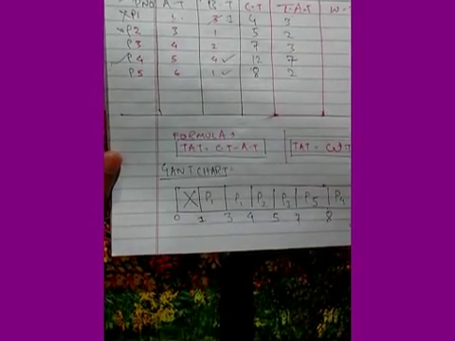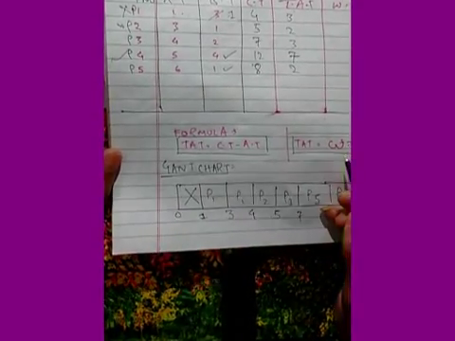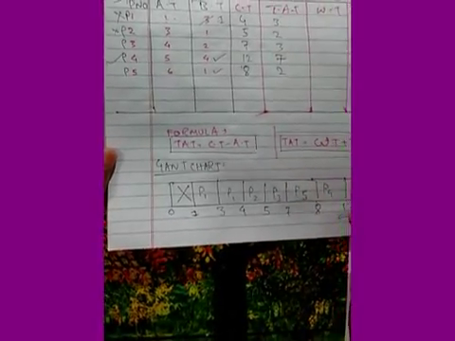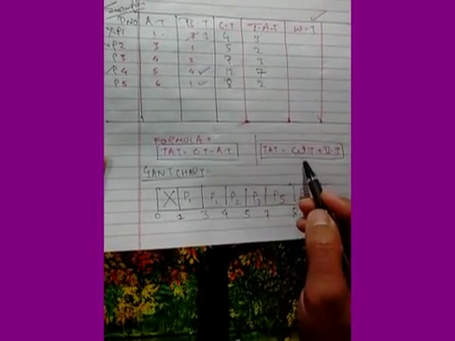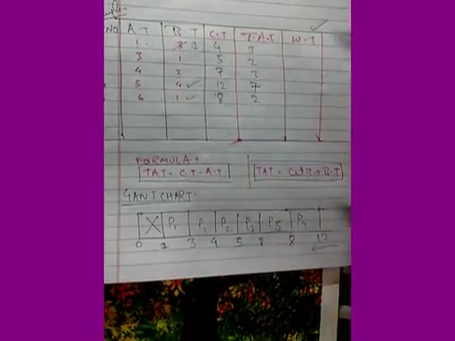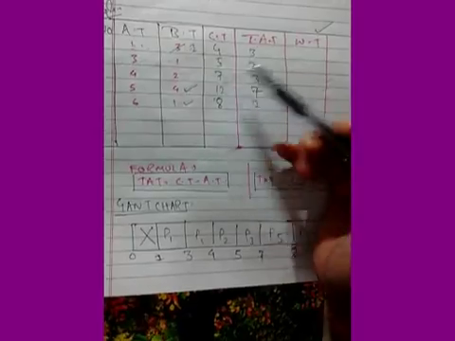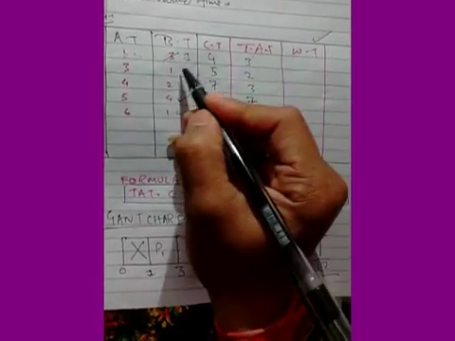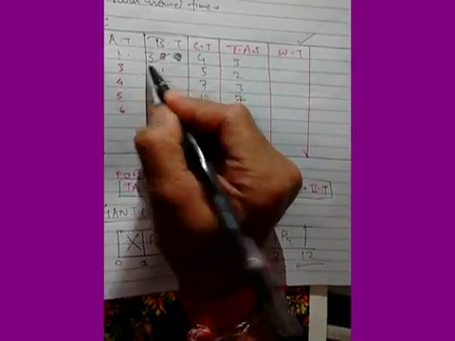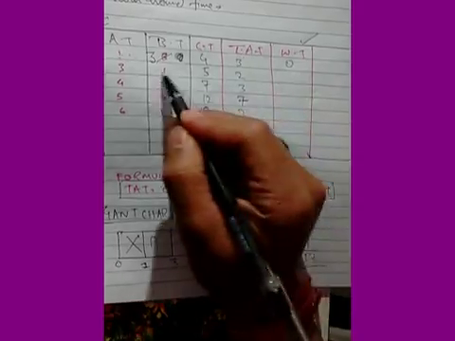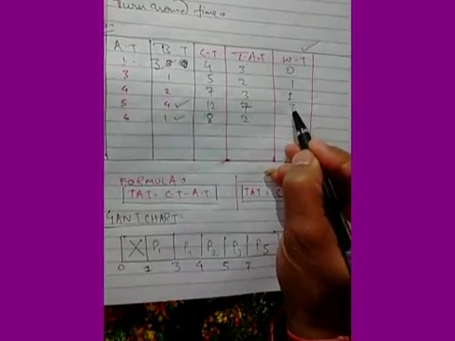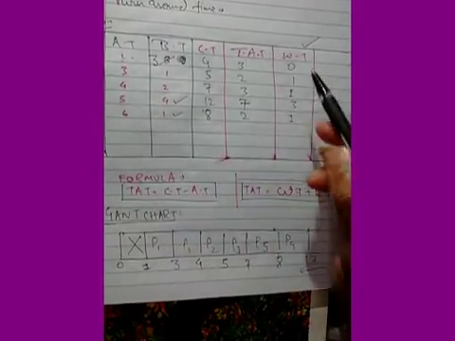Now finally we are going to calculate the waiting time. As we know, the formula is turnaround time equals waiting time plus burst time. If you bring the burst time from the right-hand side to the left-hand side, you get waiting time equals turnaround time minus burst time. So subtracting these two: it's 3 only, it's 3, very clear. 3 minus 3 is 0, 2 minus 1 is 1, 3 minus 2 is 1, 7 minus 4 is 3, 2 minus 1 is 1. So this is the waiting time.